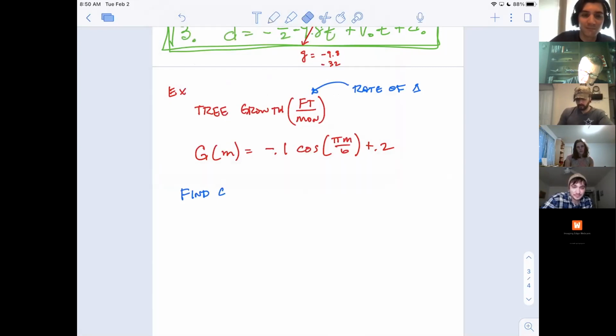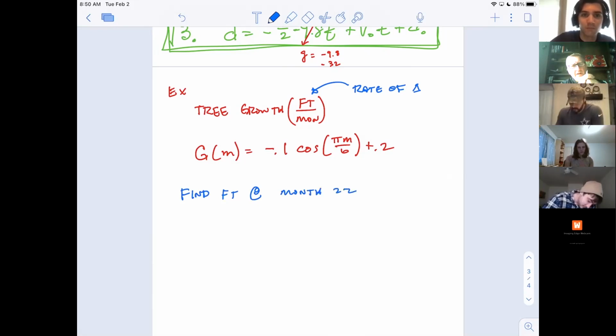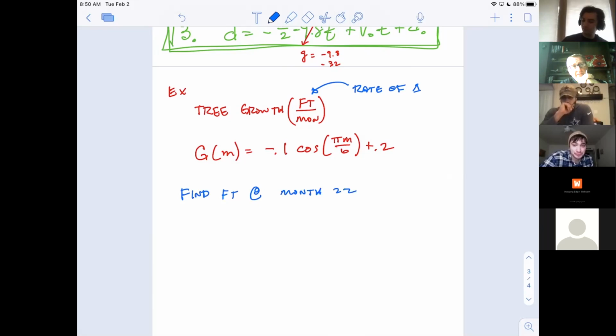I guess I'll say find feet at month, I don't know, 22, something like that. Does that make sense? This is kind of a cool problem. So what this amounts to is, in the real world, you only have access to its growth rate. But for a person, it's great that I know the growth rate goes up and down, but what I'd really like to know is when is the tree going to be 50 feet tall or something like that? Or how tall is it going to be 22 months from now? That's what I'd really like to know.